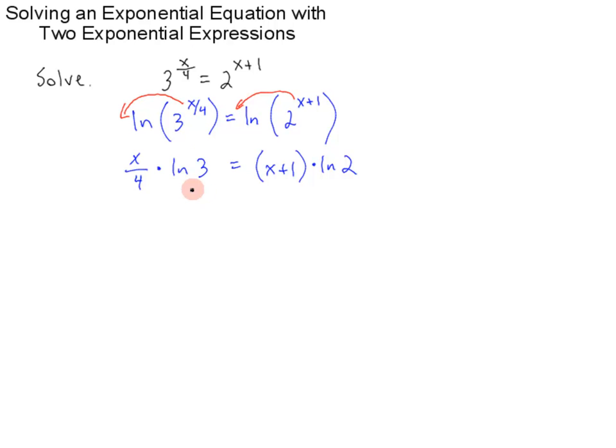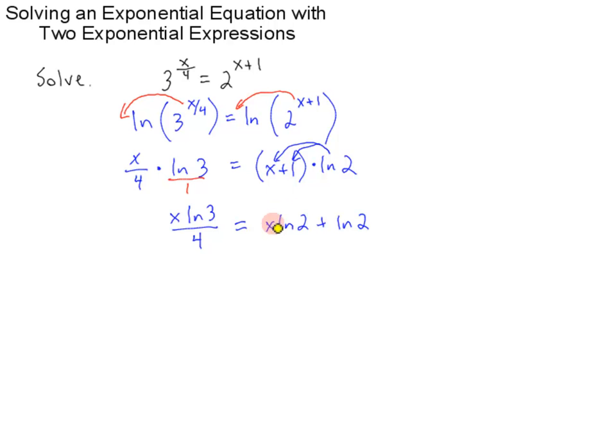So on the left side, ln of 3 is over 1, so we can multiply these two fractions straight across and then get x times the ln of 3 over 4 equals, and when I distribute my ln of 2 on the right side, I have x times the ln of 2 plus 1 times the ln of 2, which is just ln of 2.